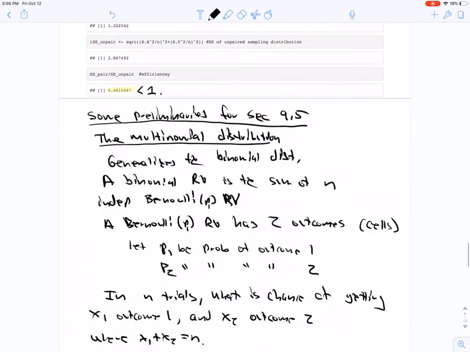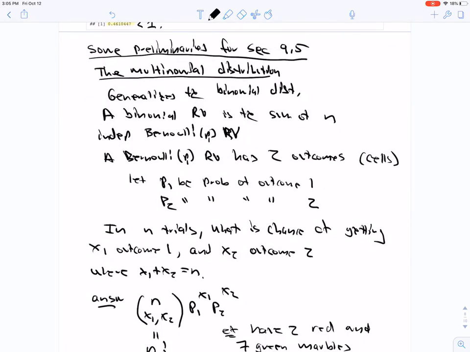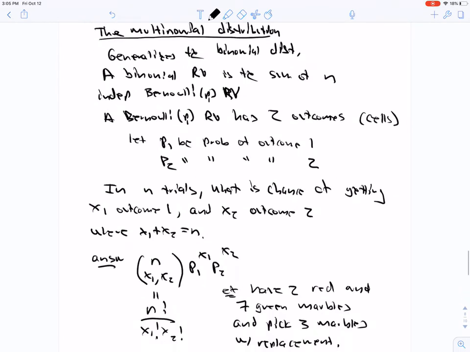So finally, we just did some preliminaries for section 9.5. Let's just talk a little bit about the multinomial distribution as sort of a generalization of the binomial. So the binomial is a sum of n independent Bernoulli(p1) random variables. A Bernoulli(p1) random variable has two outcomes or cells. Let p1 be the probability of outcome 1, p2 the probability of outcome 2. You could call p2 just q1 if you'd like, but anyway.